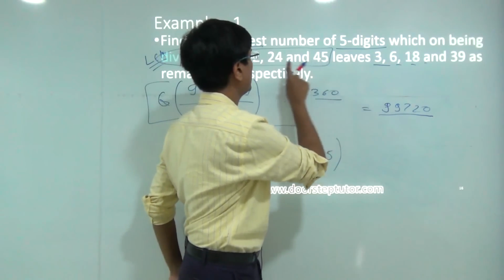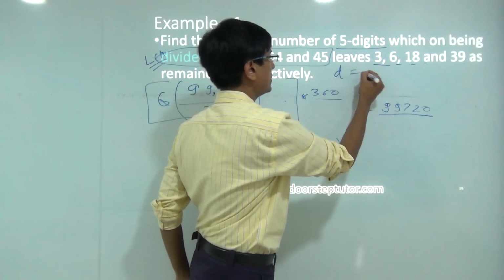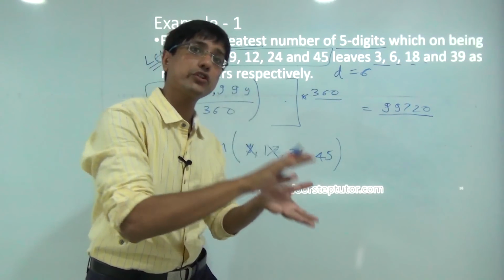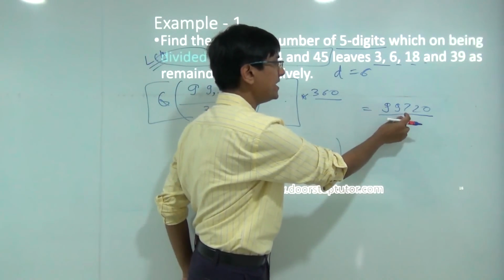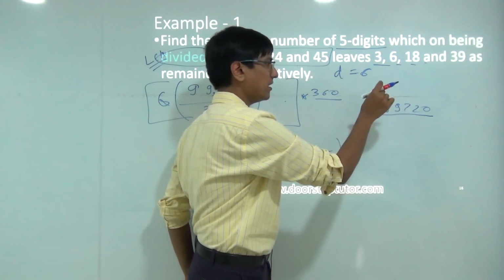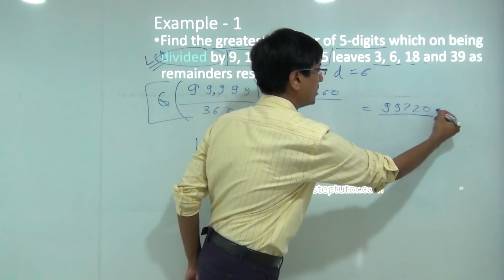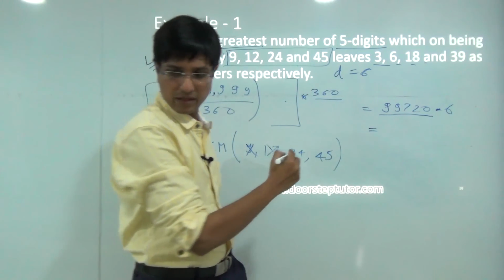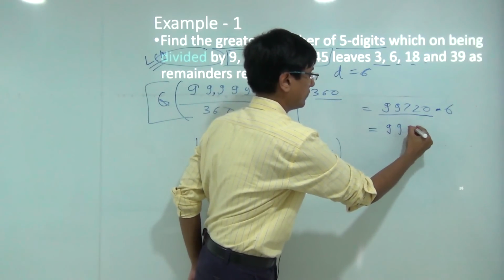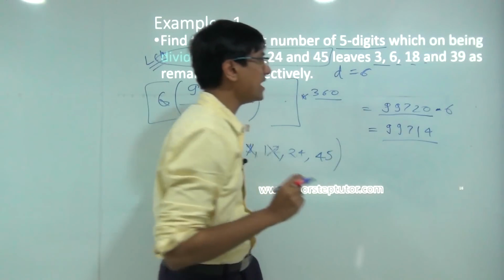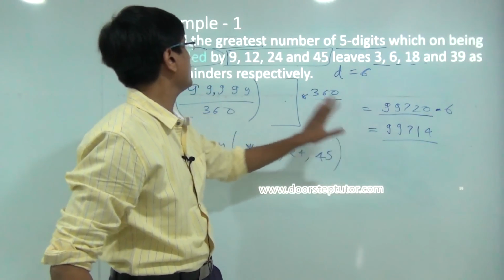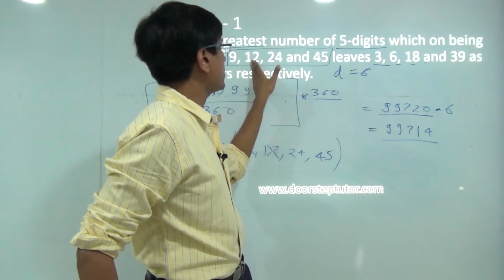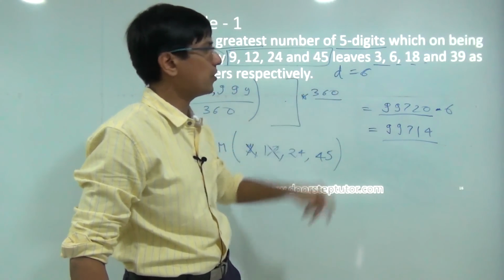What was our common difference? Our common difference was 6. The number that I am interested in is 6 short of being the LCM, of being 100% divisible. So my number is this minus 6, which is equal to 99714. When this number is divided by 9, I get a remainder of 3. When divided by 12, I will get a remainder of 6, and so on and so forth.